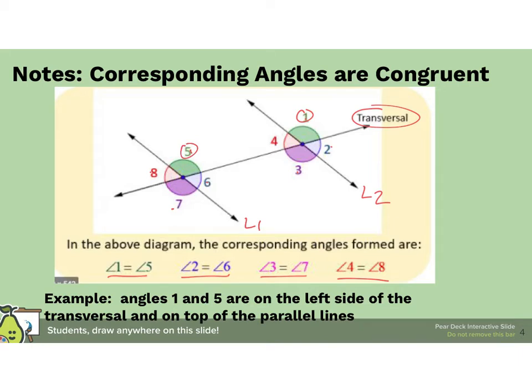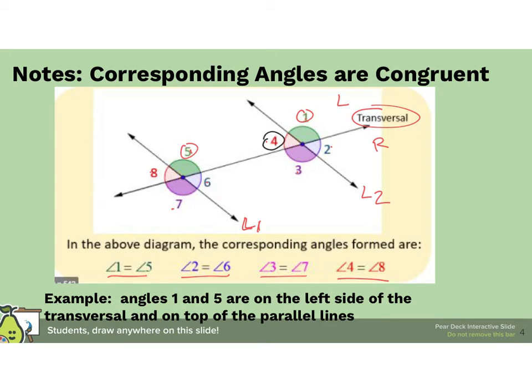So they're equal. So corresponding angles, they're both to the right of the parallel lines. So see how they're sitting to the right of line 1 and line 2. And they're both on the left side of the transversal. So if this is the right side, this is the left side. Corresponding angles have to be on the same side of the transversal and on the same side of the parallel line. So 4 and 8, let's pick a different color.